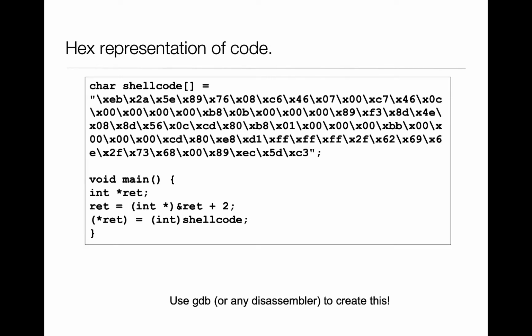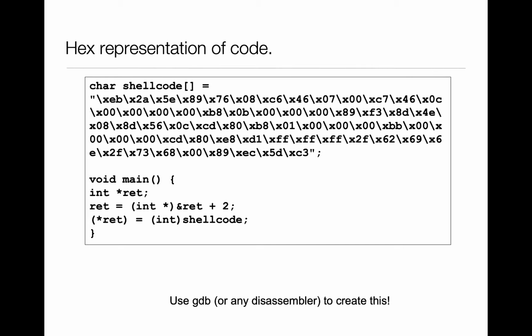So here's a hex representation of our payload and how it would look. You would have this shell code, and then this would be your payload code that you would generate and want to have executed.